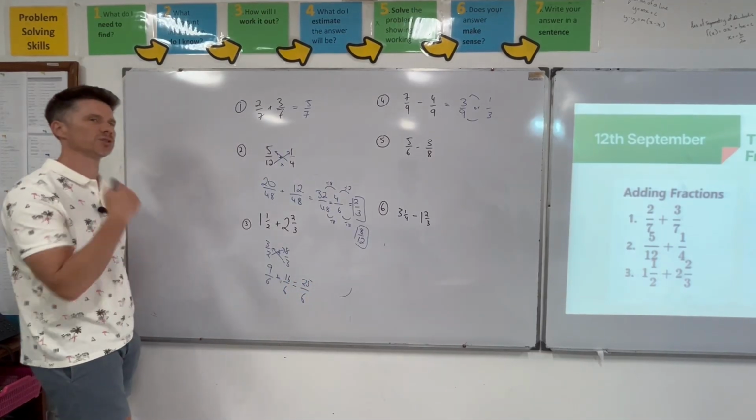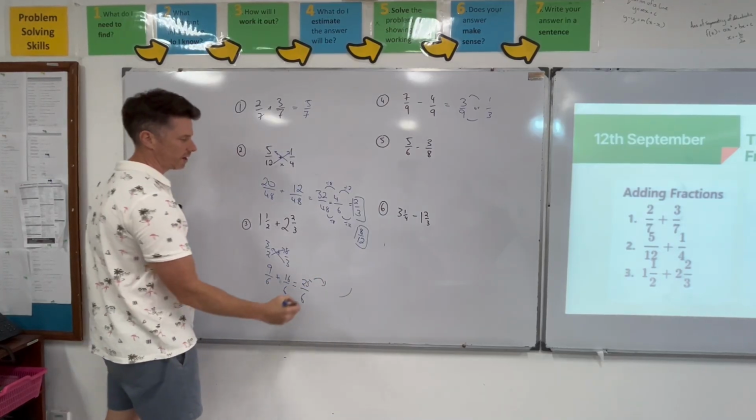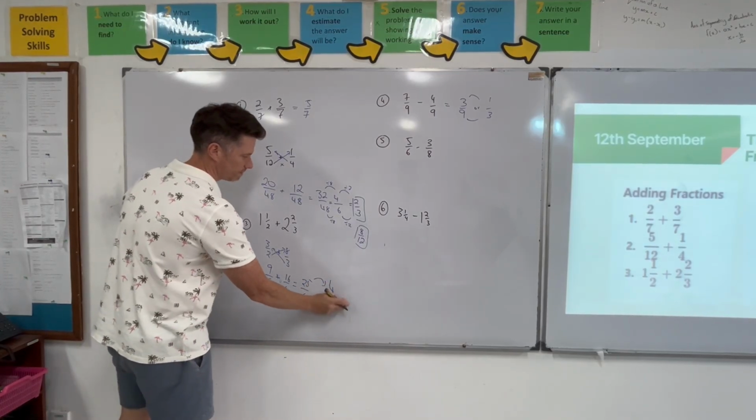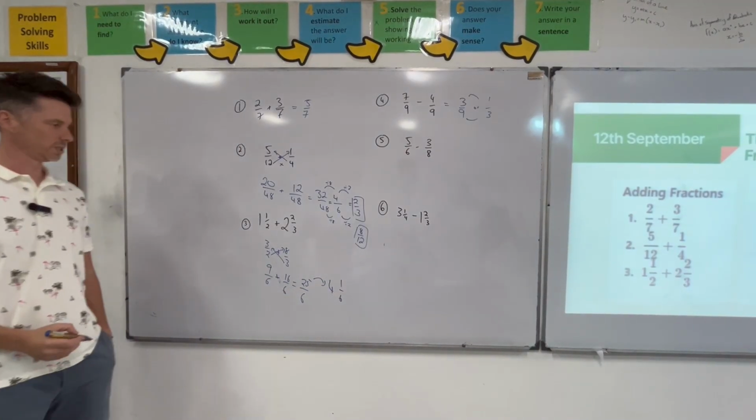I'll accept that if you didn't change it to a mixed. You should change it to a mixed. 6 fits into 25, 4 whole times. Remainder 1. And that's over 6. 4 and 1/6.